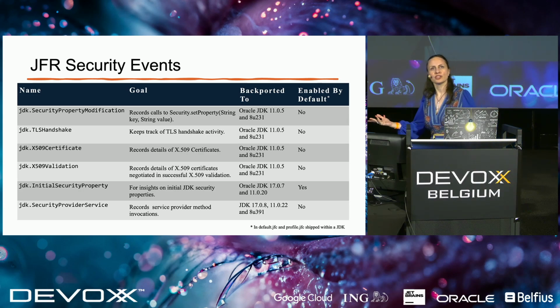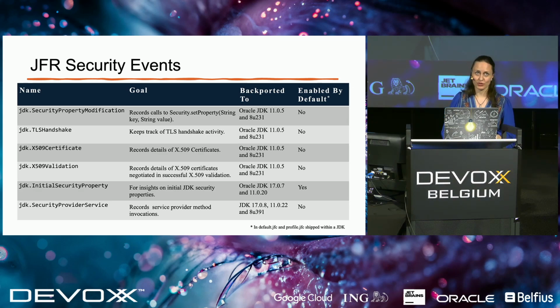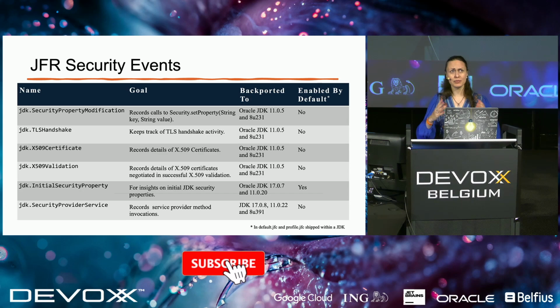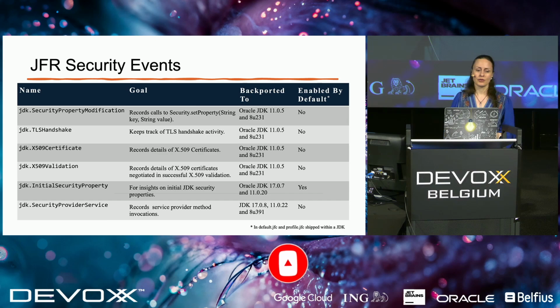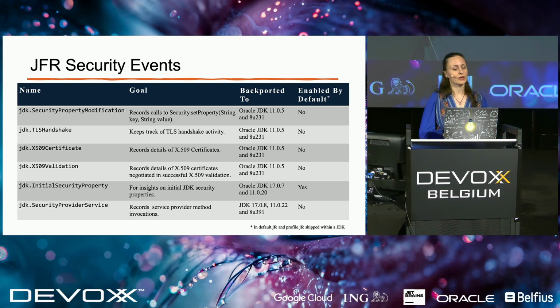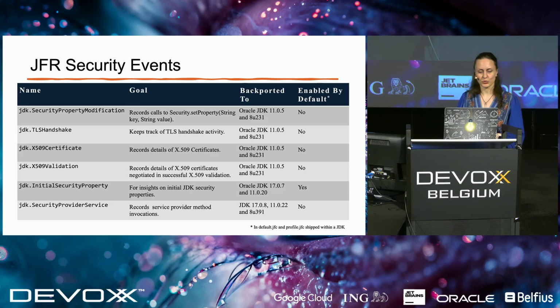Now, later down the road in JDK 20, 2 other events were added to the JFR events fauna, so to say. First of all, JDK.InitialSecurityProperty, which, as the name says, tells you the initial security properties for your application. This one is the only one of these 6 that's enabled by default. And another one looks at the security providers that are being accessed throughout your application's lifetime, recorded with JDK security provider service. And you have the backports there as well, because it went into 20, 17, 11, and 8 followed for them.